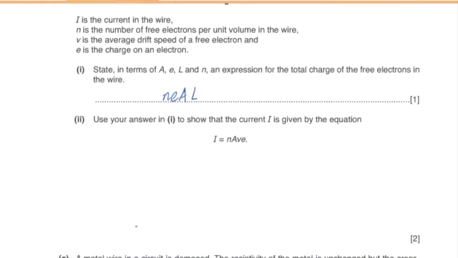Part 2, use your answer in part 1 to show that the current is given by the equation. So current is equal to charge divided by time. The total charge of the free electrons in the wire is neAL, divided by time, where L by t, that's distance by time, is equal to neA into the drift velocity of the charge carriers. So I becomes nAvE.